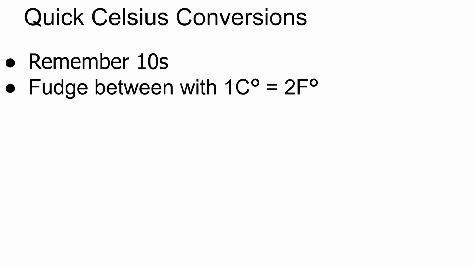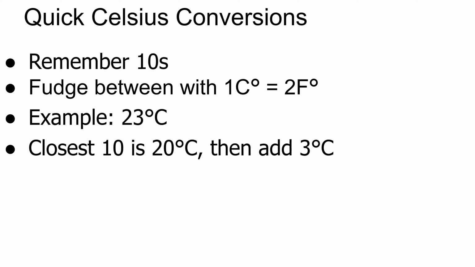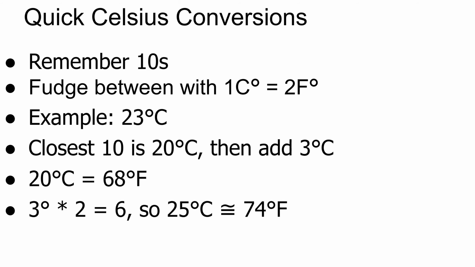Remember the tens and fudge between. If there's a difference of 1 degree Celsius, for this conversion you're just going to fudge 2 degrees Fahrenheit. For example, 23 Celsius. The closest 10 degrees is 20 degrees Celsius, and then we're going to add 3. So 20 degrees Celsius equals 68. 3 times 2 is 6. So 23 Celsius is about 74 degrees Fahrenheit. For this, you're going to enter your answers as integers rounded to a whole number.